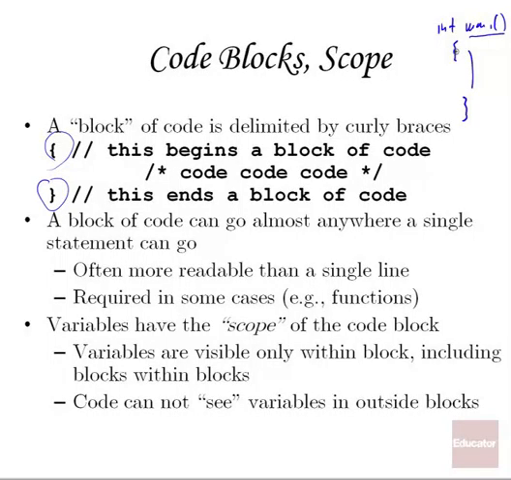Now, inside a block of code, your variables have scope, which means they can see everything inside that block of code. They can't see anything outside. Well, nothing outside can see inside the block. It's a way of encapsulating your code from the rest of your code. So the code cannot see variables in other blocks.